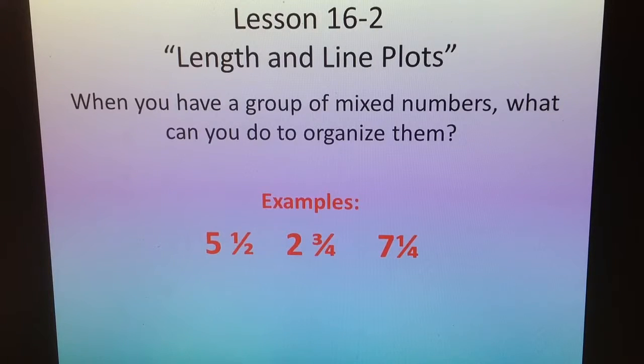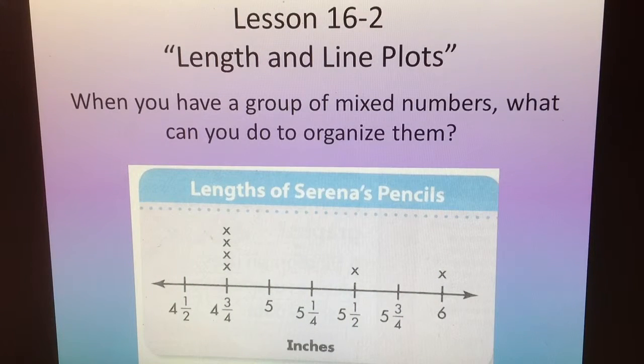What can you do to organize these numbers? We can put them in order from least to greatest. If we were going to put these in order, we'd start with 2 3/4. Then we do 5 1/2, then we do 7 1/4. That's what they've done here, they've organized the mixed numbers from least to greatest.